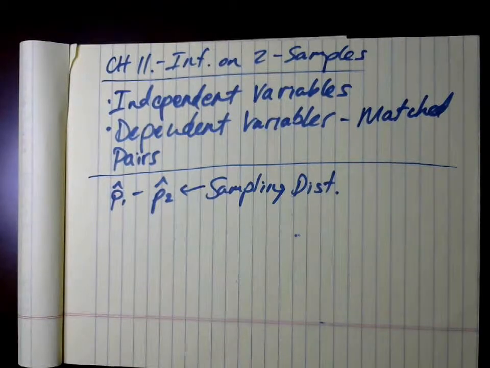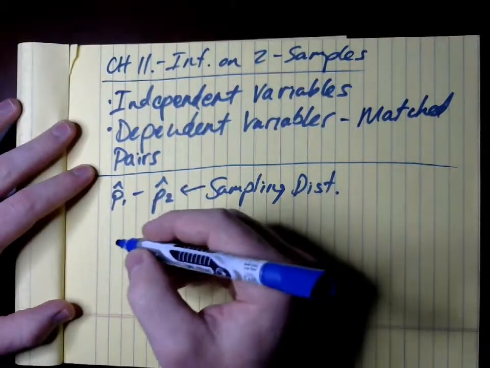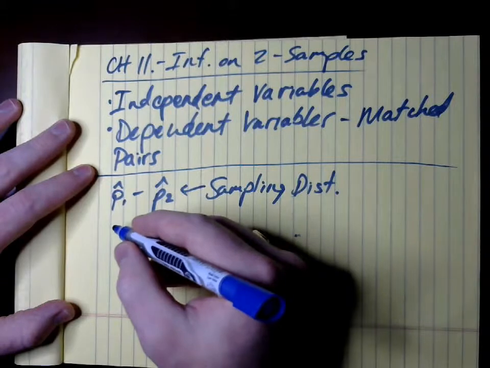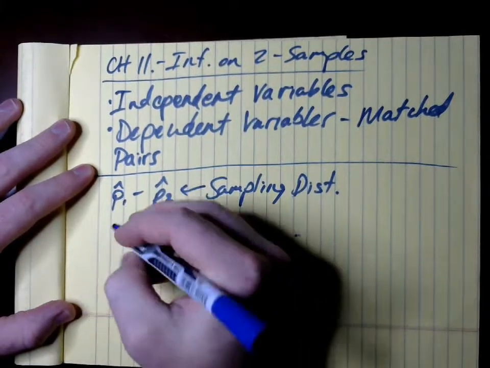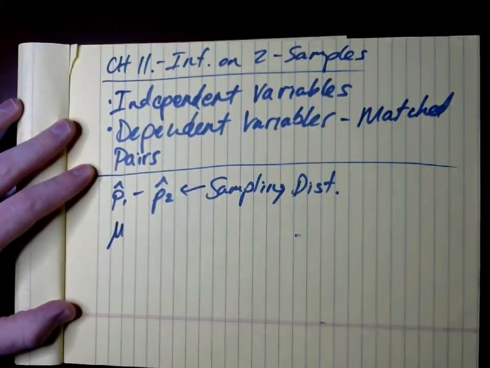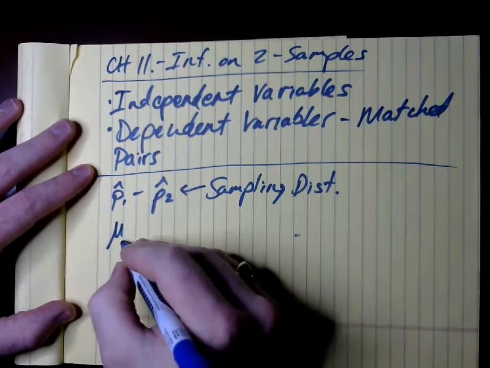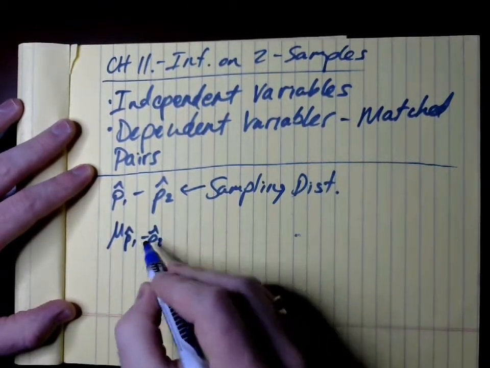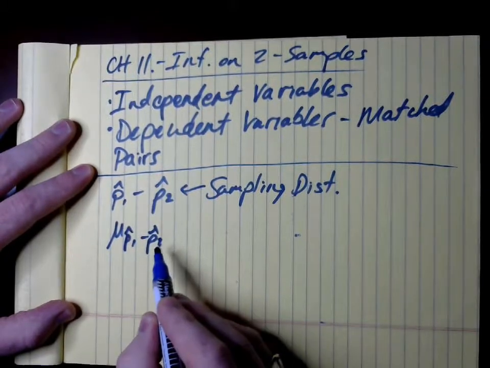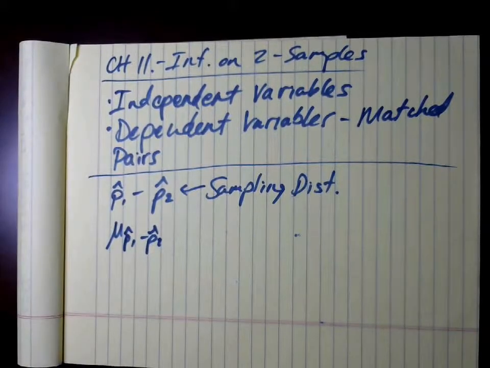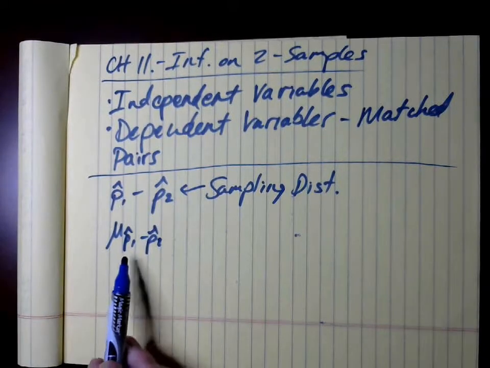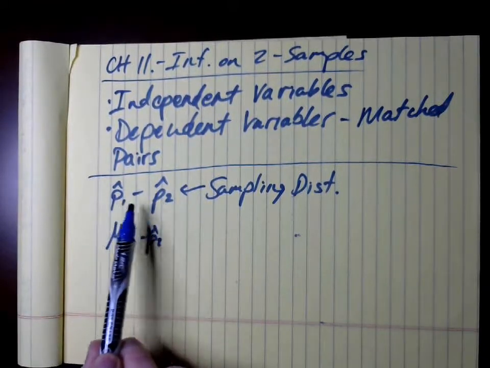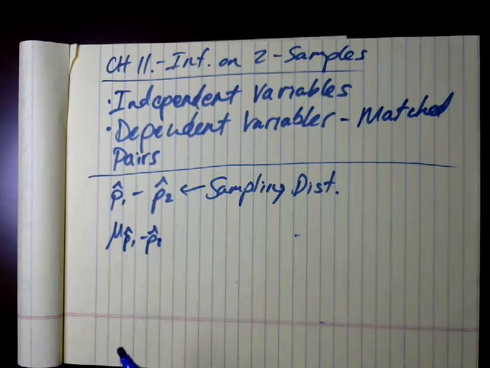We would say that similarly, you can compare this to proportions of one variable. We would call the center of this distribution, the sampling distribution, mu of p hat 1 minus p hat 2. This is the subscript right here, p hat 1 minus p hat 2. Before we just had mu sub p hat. Since we're finding the difference of the two variables, we have this subscript here.